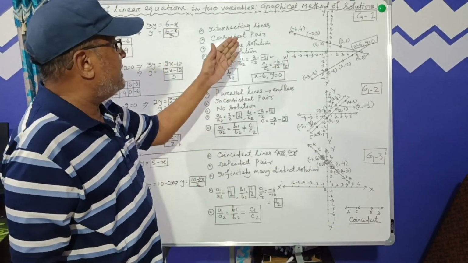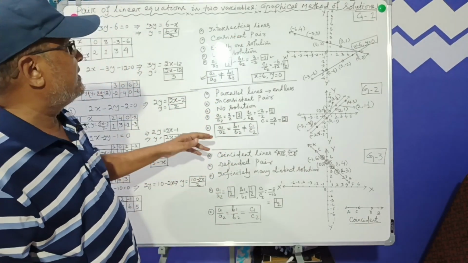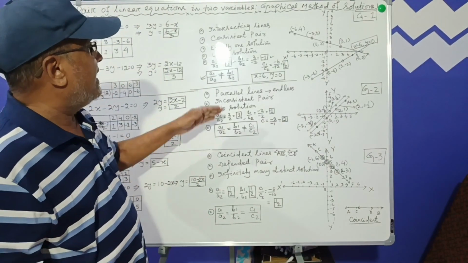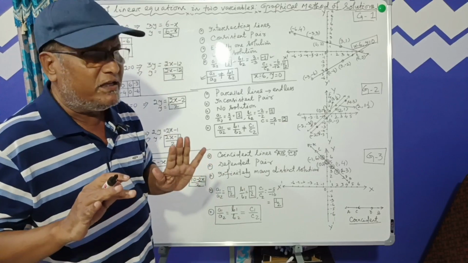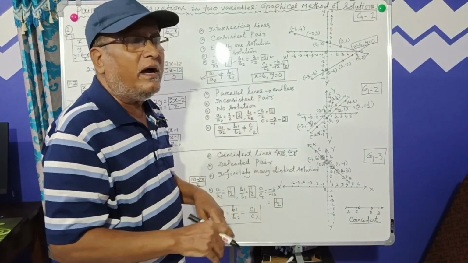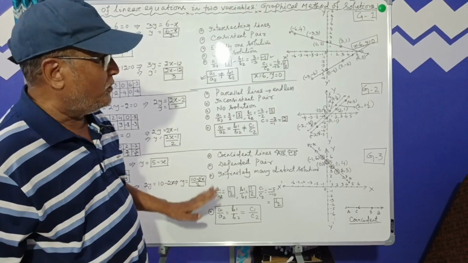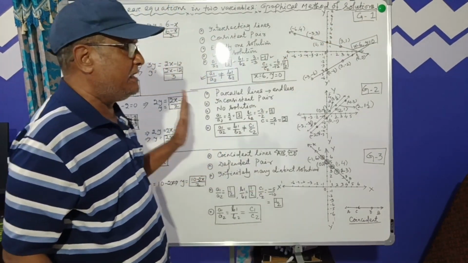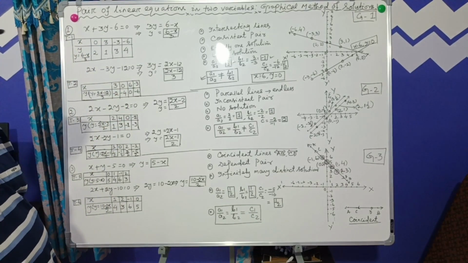It indicates that the two lines are intersecting and have exactly one solution, a unique solution, and such a pair is called a consistent pair. Okay. Now this concept, that is the graph number 1, is clear. Next, come to the second case.